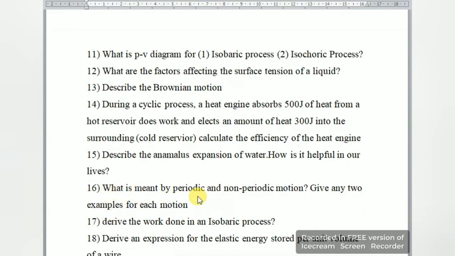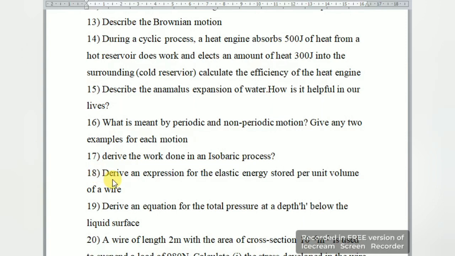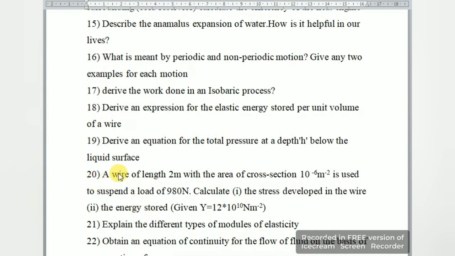Next one, what is meant by periodic and non-periodic motion? Give any two examples for each motion. Next, derive the work done in an isobaric process. Important question. Next one, derive an expression for elastic energy stored per unit volume of a wire. Next one, derive an equation for the total pressure at a depth h below the liquid surface.